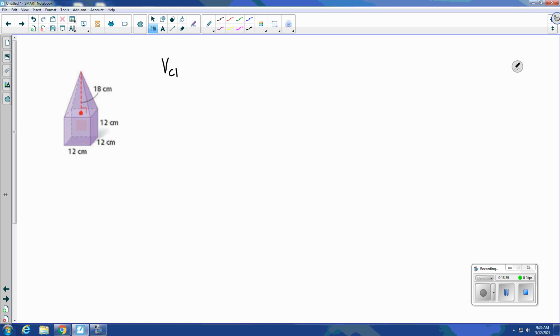So let's say the volume of the composite figure is going to be the volume of the pyramid plus the volume of the cube, because again, they're being attached. So we're going to add volumes this time.